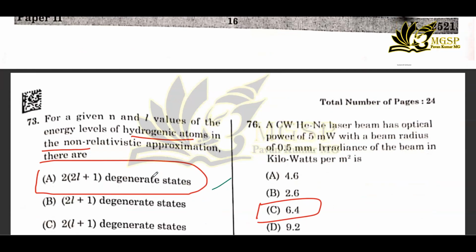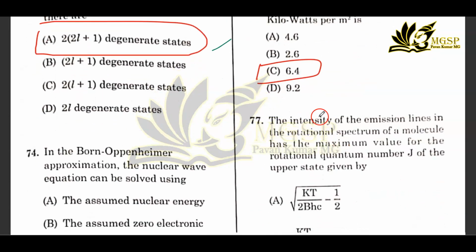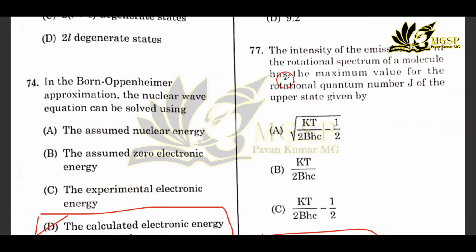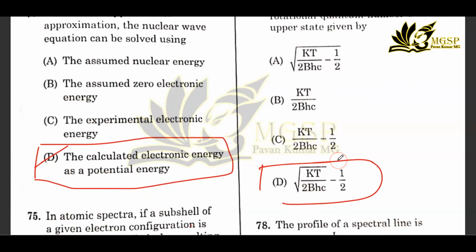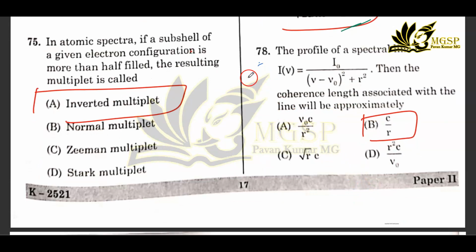Next, coming to the CW laser, we need to find the irradiance. There was a formula, so a direct answer. Next, the intensity of an emission line in the rotation has the maximum value for the rotational quantum number J of the upper state. We have derived this expression, and we got this one as the answer. Next, we haven't discussed this, just the general formula we have discussed. They have given a spectral line and ask you to find the coherence length associated with the line.